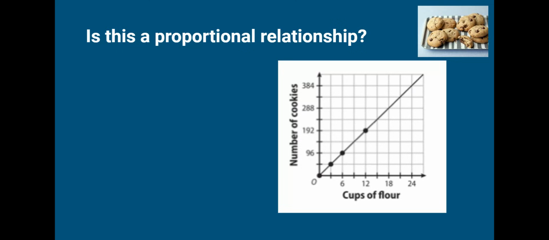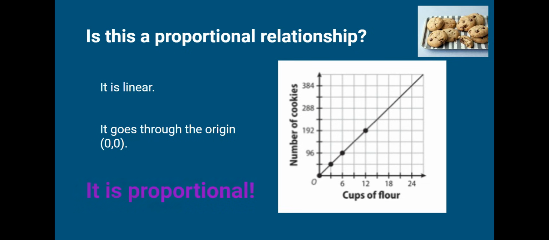So is this a proportional relationship? It's linear. The graph is a straight line, and it goes through that origin, 0, 0, so it's a proportional relationship.